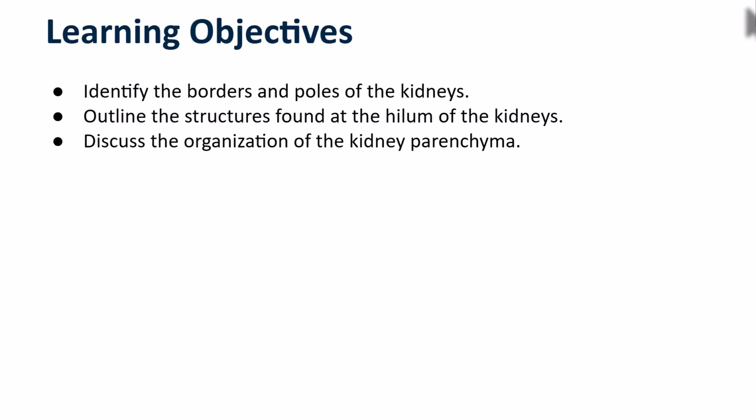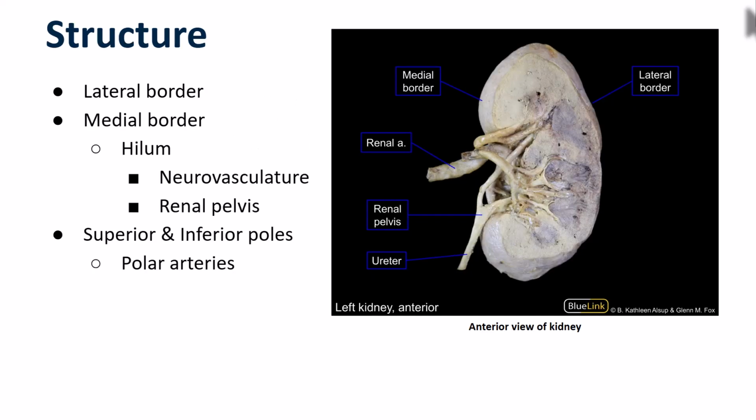In this video, we'll identify the borders and poles of the kidneys. We'll also outline the structures found at the hilum of the kidneys and discuss the organization of the kidney parenchyma. The kidney structure is really quite simple. In fact, most textbooks refer to the kidney as a small kidney bean-shaped organ.